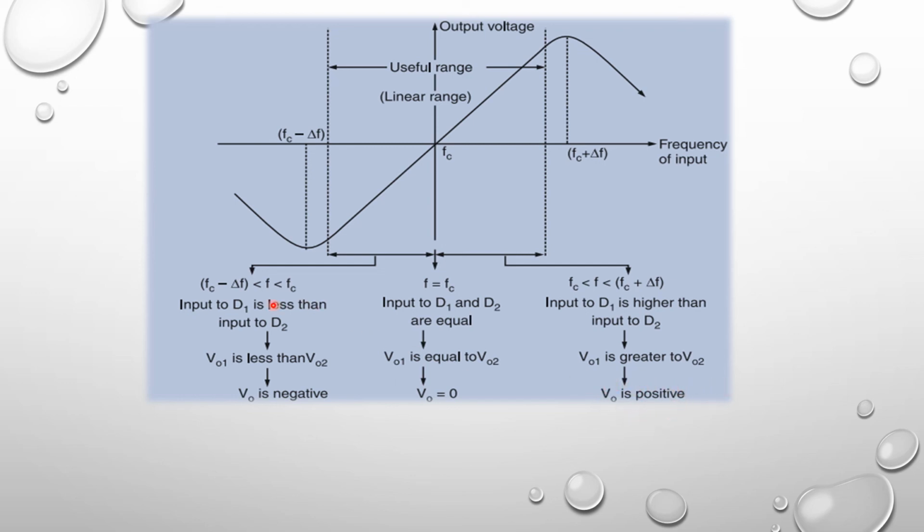When input frequency is greater than Fc minus delta F and less than Fc, the input to diode D1 is less than the input to diode D2. So here diode D2 is greater than diode D1. So V01 is less than V02. The resulting voltage V output is equal to V01 minus V02. So here V02 is the higher value. So resulting output voltage is negative.